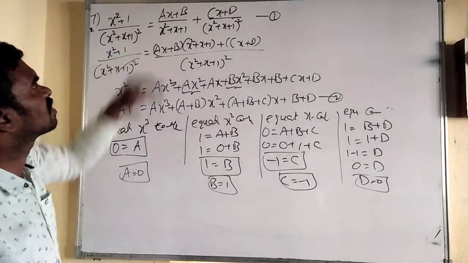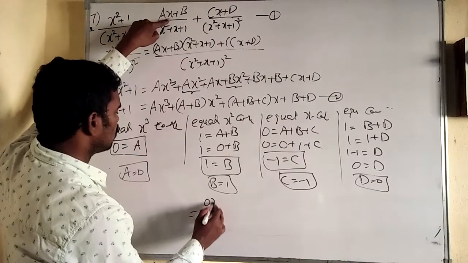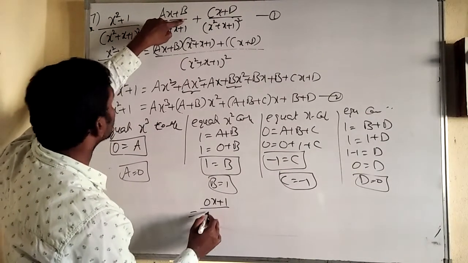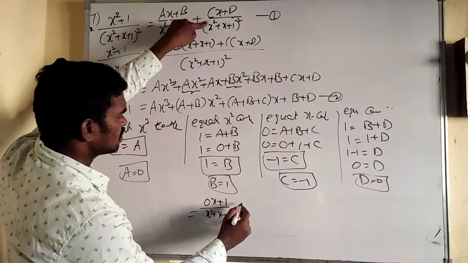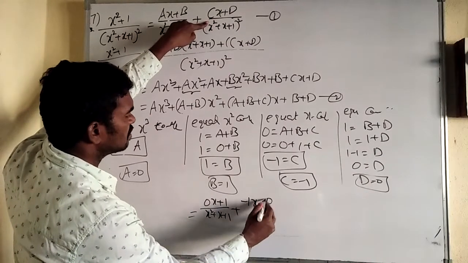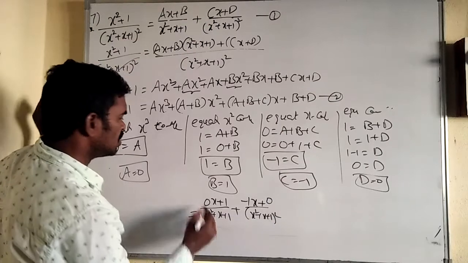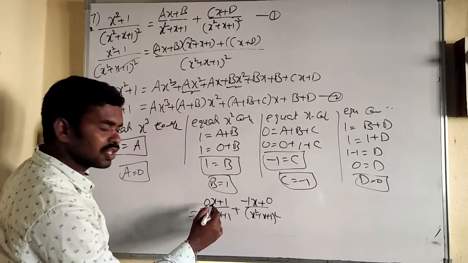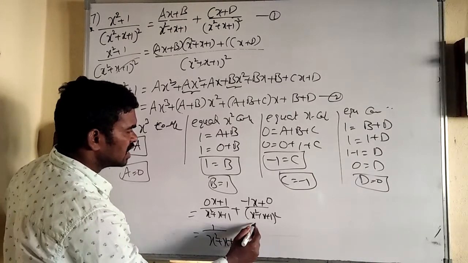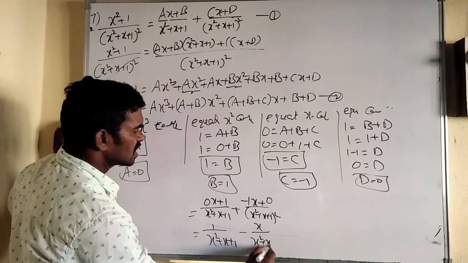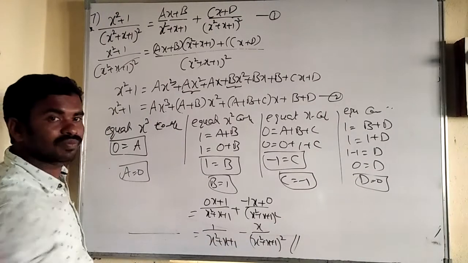Substitute a, b, c values in equation 1. Okay. What you will get? (A into x means 0x plus b 1) by (x square plus x plus 1) plus (cx means minus 1 into x plus d 0) by (x square plus x plus 1) whole square. That means 0x means 0 into x 0. 0 plus 1, 1. So 1 by (x square plus x plus 1) minus 1x by (x square plus x plus 1) whole square. So this will be the answer of this. Okay.